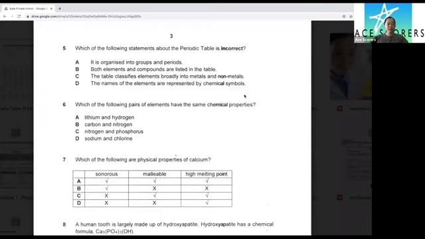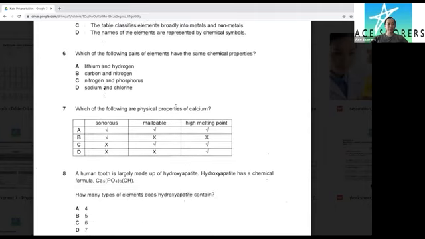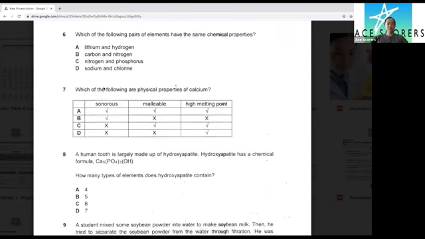All right, B. Both elements and compounds are listed. Correct, because only elements, okay? There are no compounds there. Very good. Next one. 26.